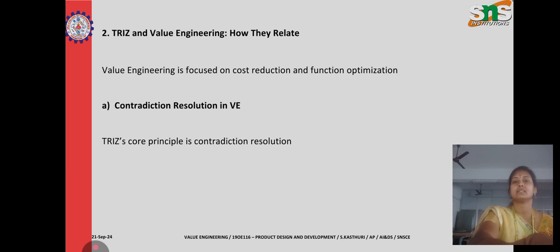Contradiction resolution in VE. So TRIZ's core principle is contradiction resolution, when improving one feature leads to a trade-off or worsening another. In VE, such contradictions often appear as trade-offs between cost and functionality.